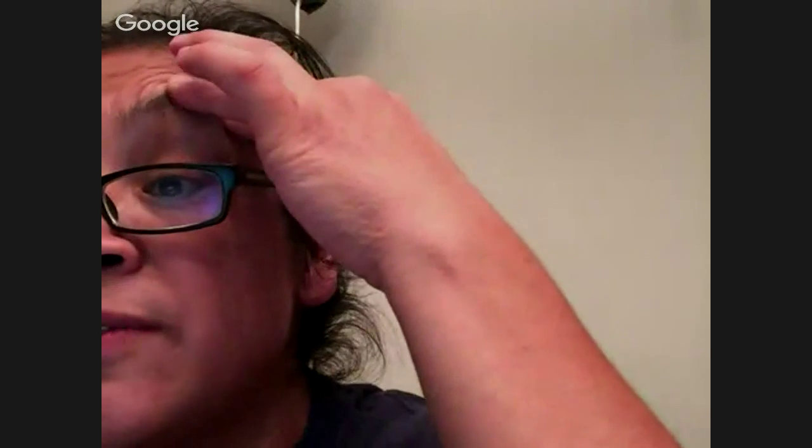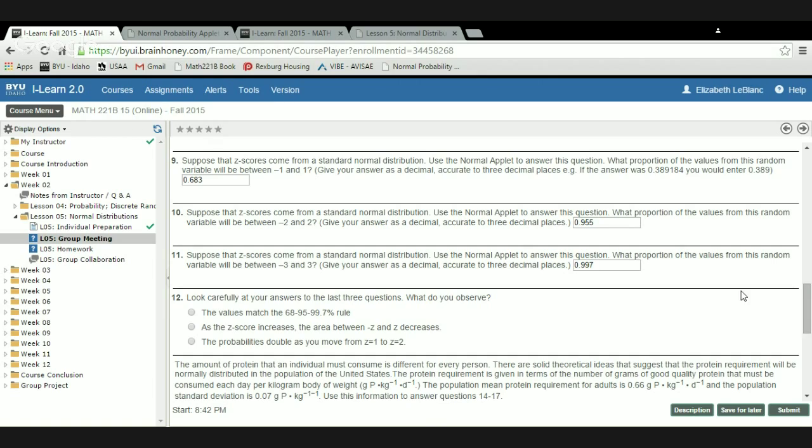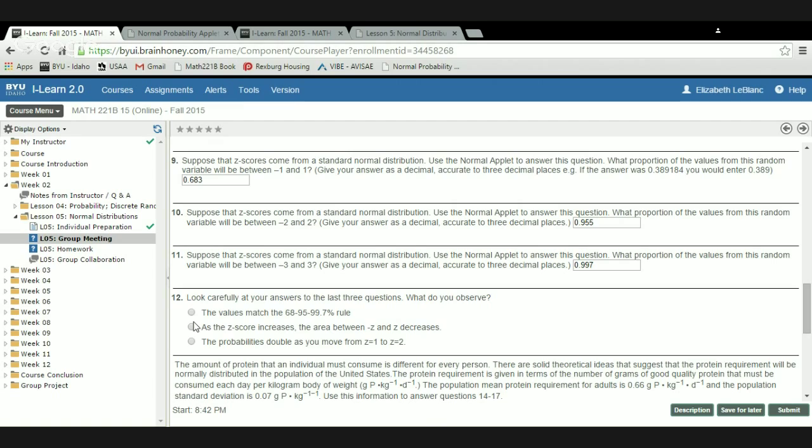So 11 would just distance it out another degree out. It says suppose that the z-score comes from a standard normal distribution. Use the normal applet to answer the question. What portions of the value from this random variable will be between -3 and 3? Give your answer in decimals. So that one would be 0.997. Okay.